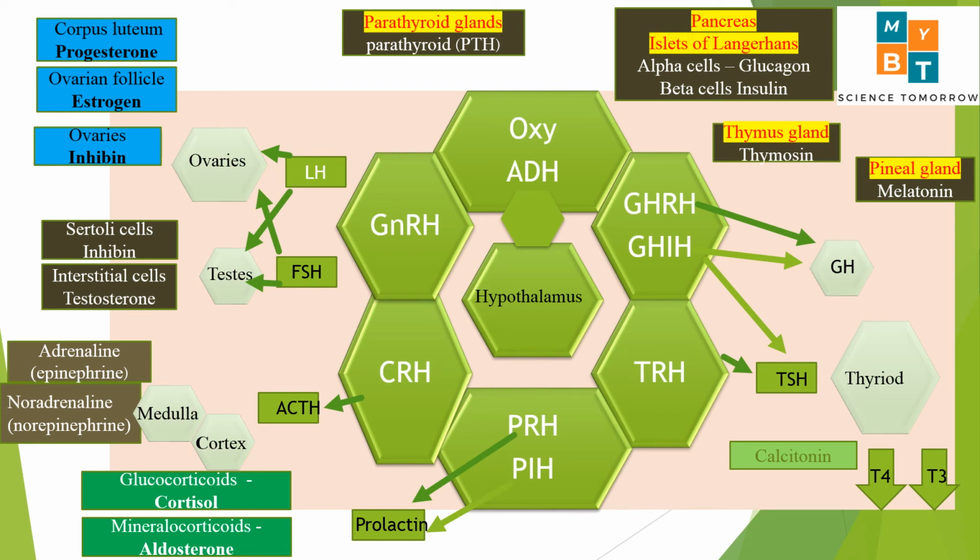And we consider the other hormones, which are from the parathyroid gland. There are four parathyroid glands, and we have parathyroid hormone. And in the pancreas, we have the islets of Langerhans. Alpha cells will secrete glucagon, and the beta cells will secrete insulin. And if you consider the thymus gland, that is important for the formation, or rather maturation, of T cells, and this will secrete thymosin. And the final gland, the pineal gland, secretes melatonin.